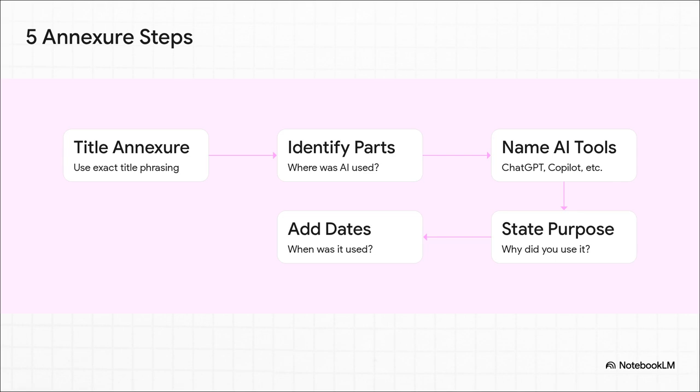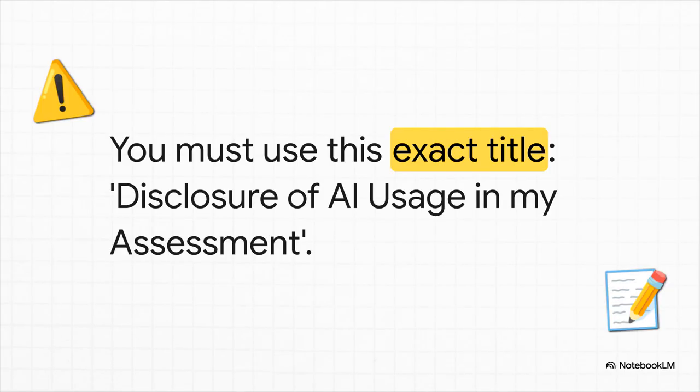Let's break those down. Zooming in on step 1, I need to give you a stern warning here. You cannot take creative liberties. You must use this exact specific phrasing for your document title, Disclosure of AI Usage in My Assessment. Don't call it My AI Chat or ChatGPT Help. You've got to use that precise phrasing every single time.